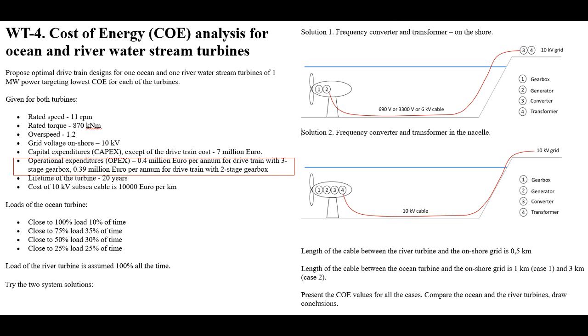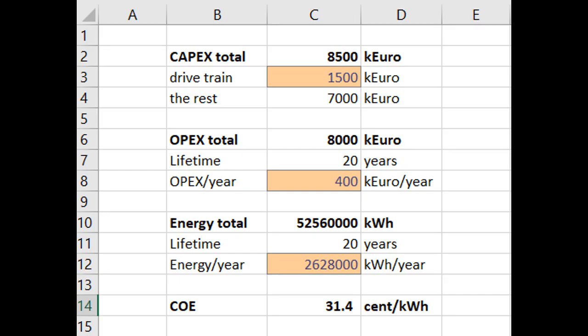skipping the 1-stage topology. Now, in addition to OPEX, we need to enter the data for CAPEX, cell C3, and for the energy produced, cell C12. So let's see how we can find the cost of the drivetrain and the energy.